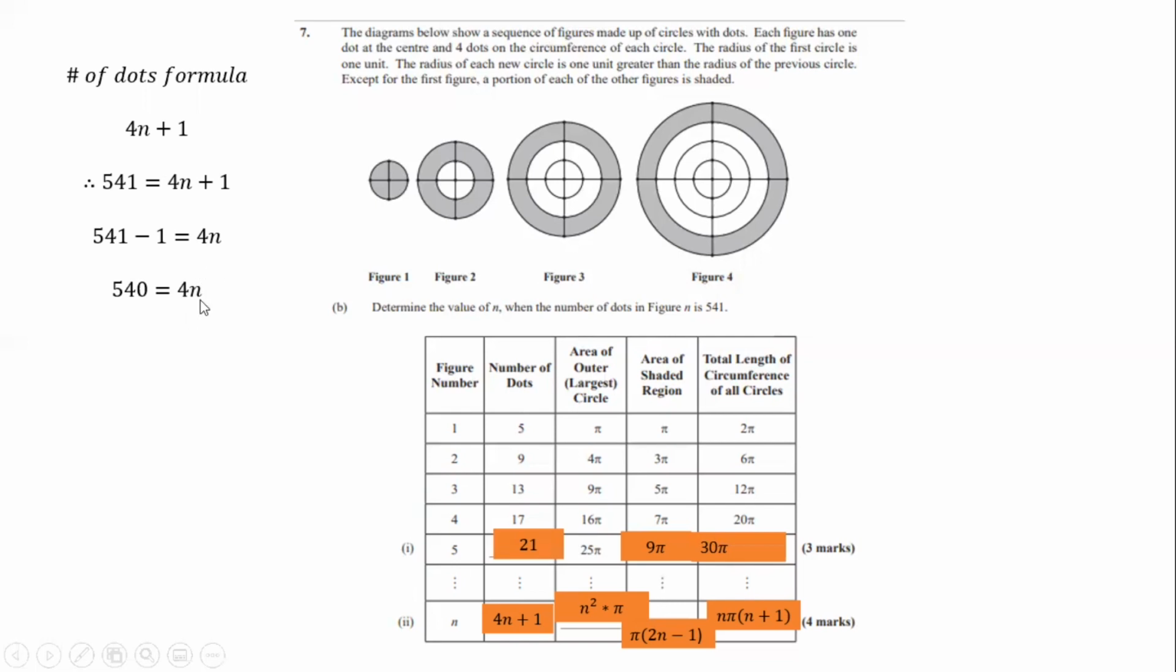We can now go ahead and solve for n. The 4 was multiplying here with the n. So what we'll do is divide both sides of the equation by 4. And what we'll have is 540 divided by 4 is equal to n. And when you put that in your calculator, you'll get n to be 135. We can even go ahead and test if this is true by putting 135 for the value of n into our formula. So what we'll have is 4 multiplied by 135 to give us 540 plus 1 to give us 541, and that is how we know that our answer for part B is indeed correct. So n is equal to 135.